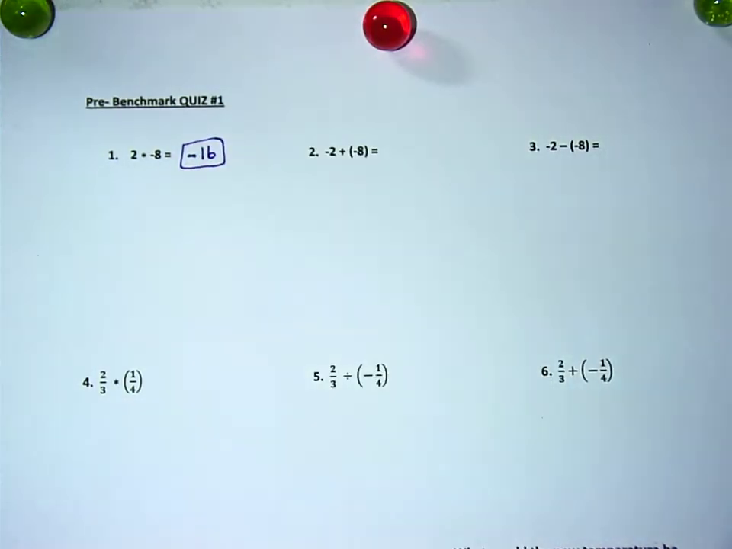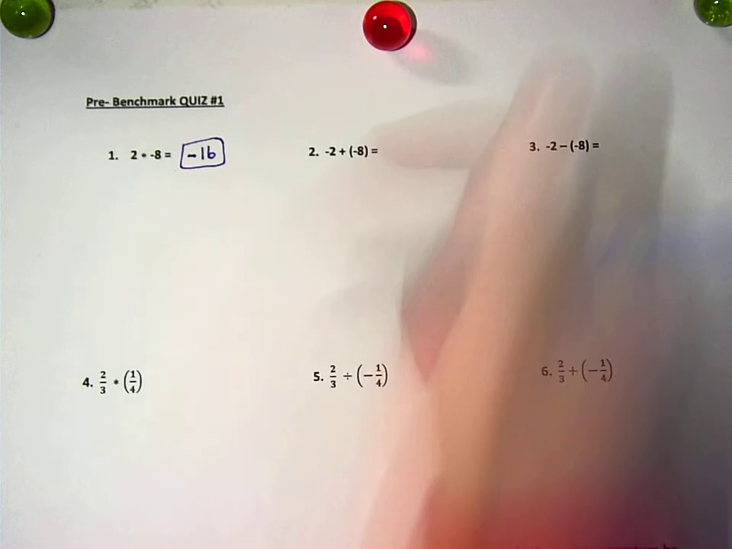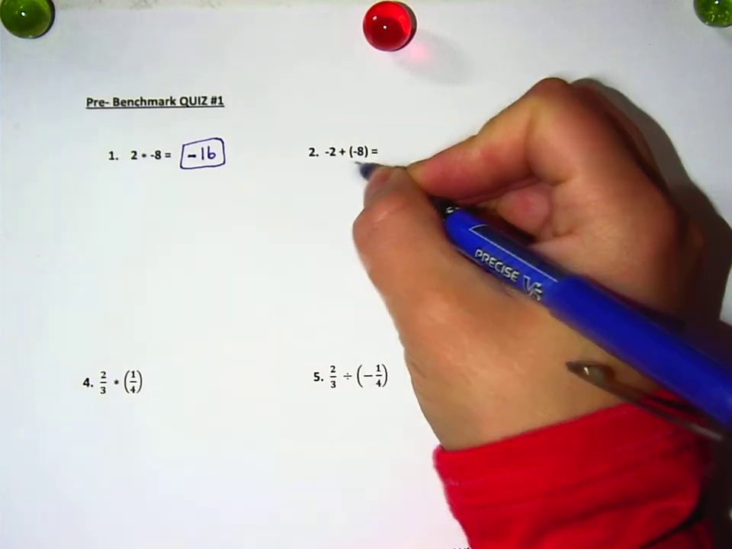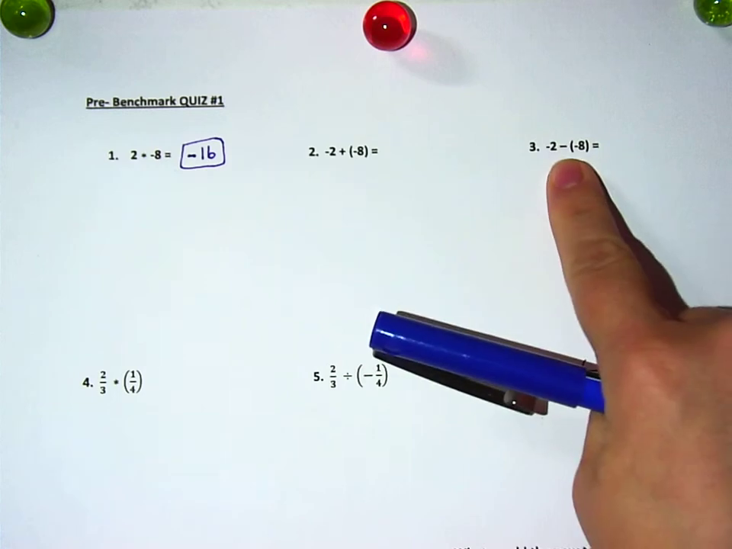However, if you have 2 negatives when you're multiplying or dividing, your answer would be positive. So 2 negatives make a positive, right in a row, when you're adding or when you're multiplying or dividing. Now this one is a negative plus a negative. You don't cancel anything out. It's only when there's 2 negatives right in a row, like this one over here.